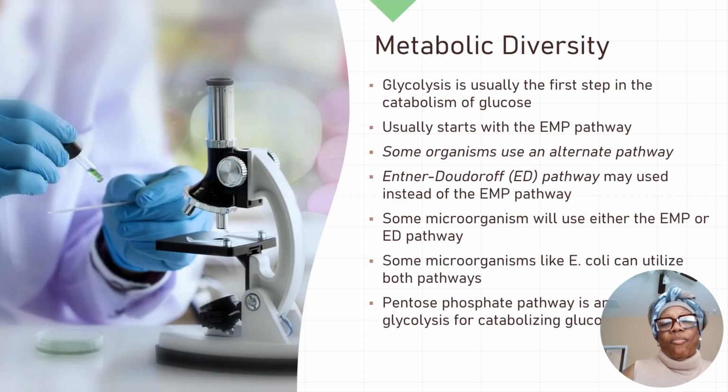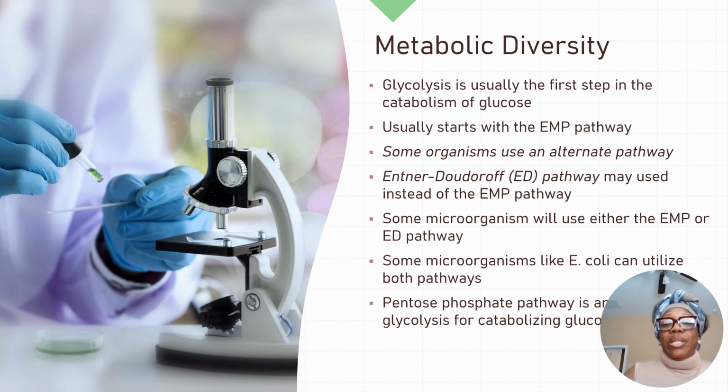So let's talk about metabolic diversity and what does that mean? Well, we know that metabolism is basically just a sum of all reactions that occur within organisms and microorganisms. And under that umbrella of metabolism, we have catabolism and anabolism. Well, glycolysis is usually the first step in the catabolism of glucose, the breakdown of glucose. And it usually starts with that EMP pathway. Remember, I talked about that, so put a pin in that.